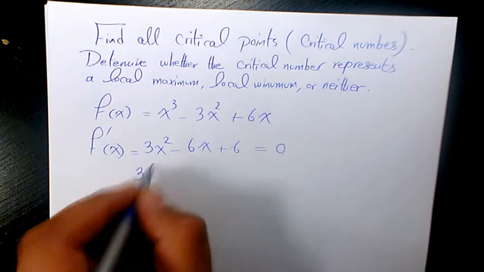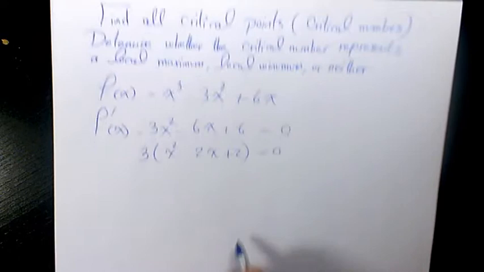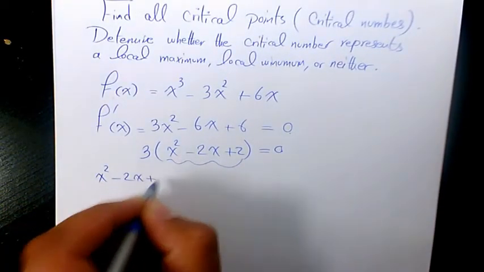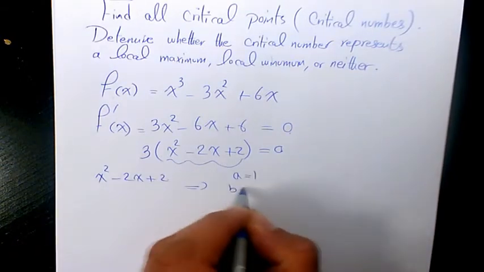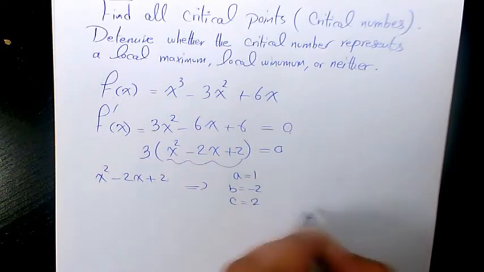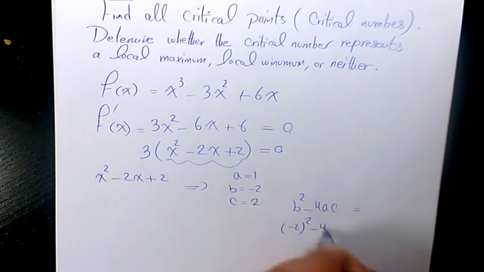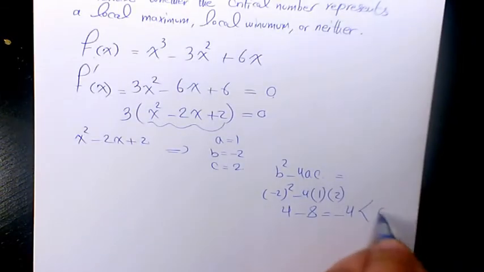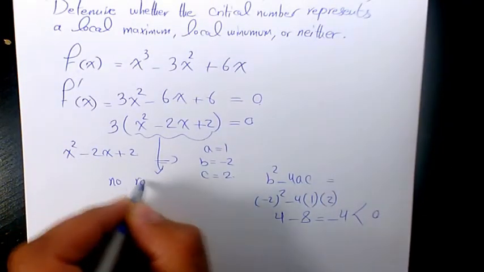Then I factor out 3, and it's going to be x squared minus 2x plus 2 equals 0. Now we need to find the roots of x squared minus 2x plus 2. Using the quadratic formula, a is 1, b is negative 2, c is 2. b squared minus 4ac is negative 2 squared minus 4 times 1 times 2, which is 4 minus 8, which is negative 4. Since negative 4 is less than 0, there is no root.